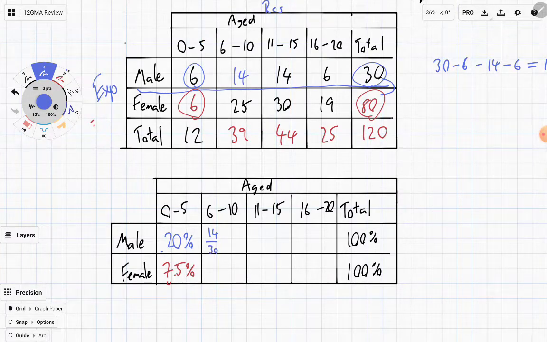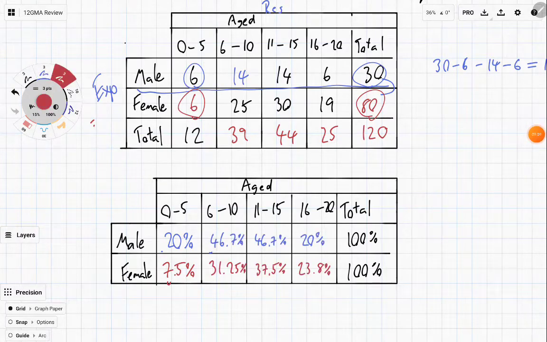And you can see how I've now got a percentage table. And the way I can now compare this is by comparing the percentages of the same thing. And in this case, you can see that there are significantly more men in the 0 to 5 age group than there are females, because there's 20% for the men and there's 7.5% for the women. Conversely, you can see that for the 16 to 20-year-olds, that the women are more centered there. And you can also see for the men that they are quite heavily put into the middle category.